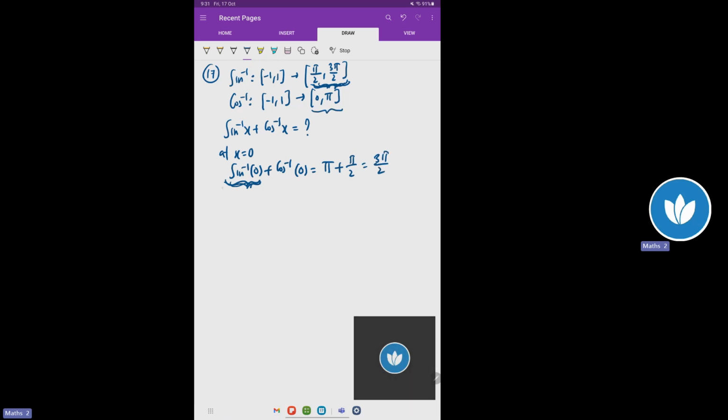Let's check for one more value. For x equal to 1, if we check, we get sine inverse 1 plus cos inverse 1.